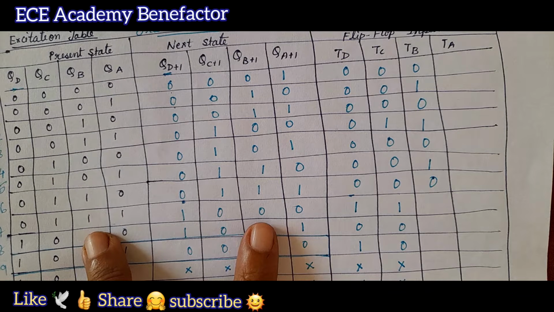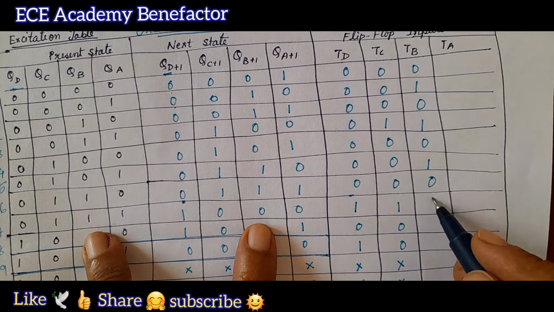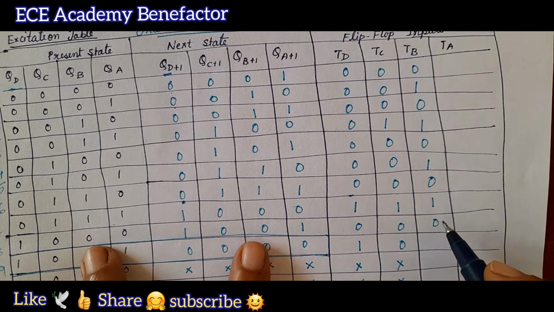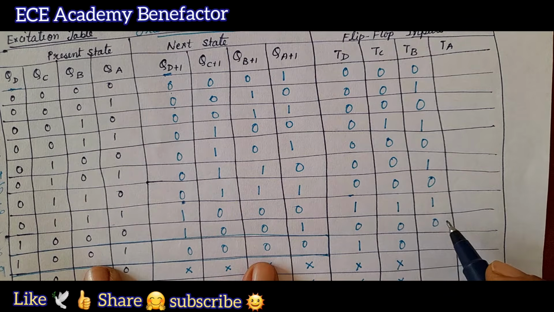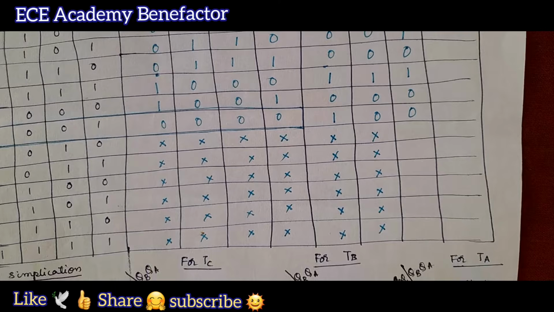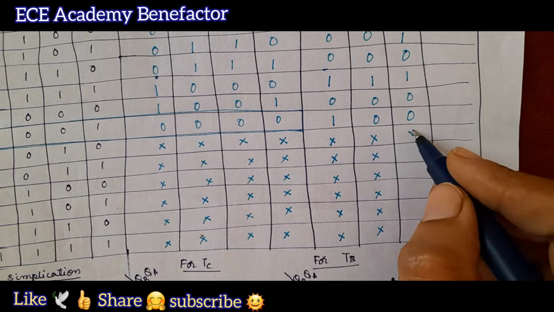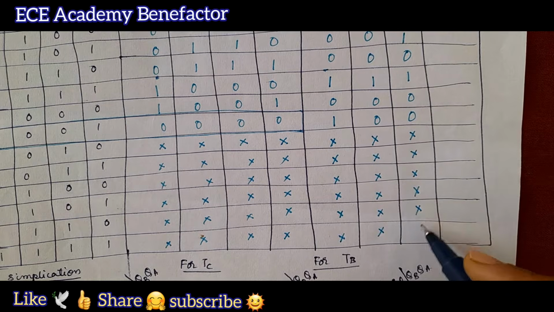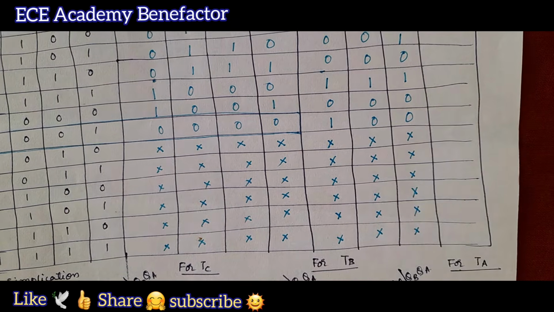So, this is 1, 0. For 1, 0, there is change, so the output is 1. For 0, 0, no change, so it will be 0. This is 0, both are 0, 0. So what will be the output? 0. Now from 10 to 15 all are don't care. So we have put cross sign there.